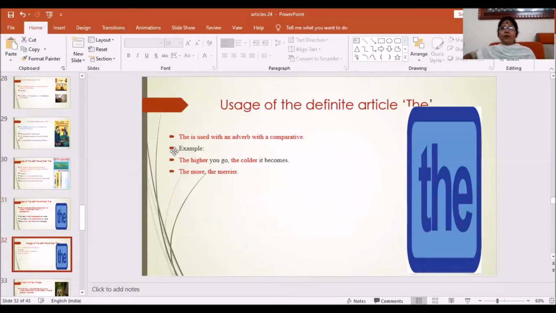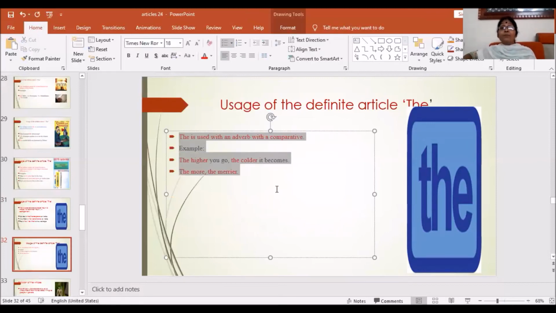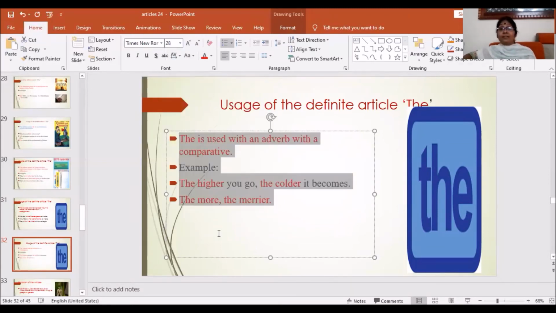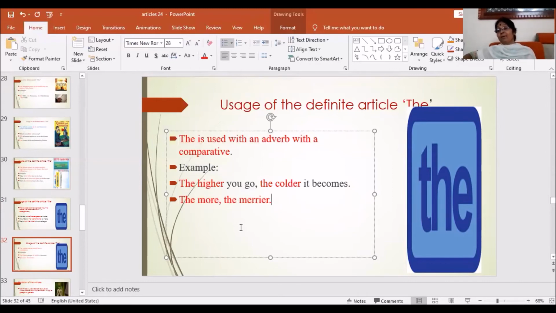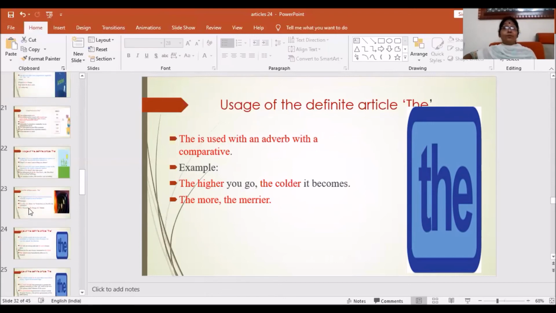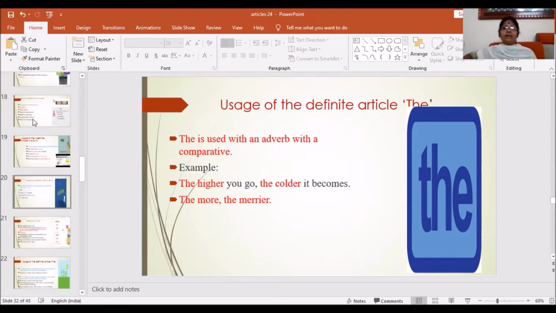So we also know that the definite article the is used with an adverb with comparative. When we are comparing, we use it with an adverb. For example, the higher you go, the colder it becomes. The more, the merrier, right? So in such cases also we use our definite article the. So these are some of the places where we use our definite article the.